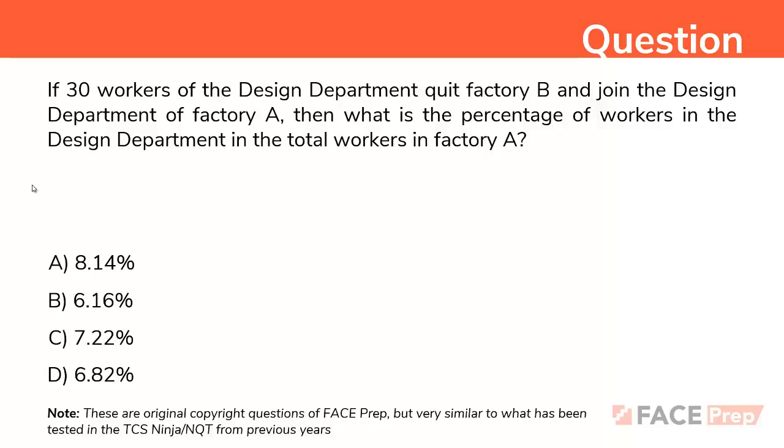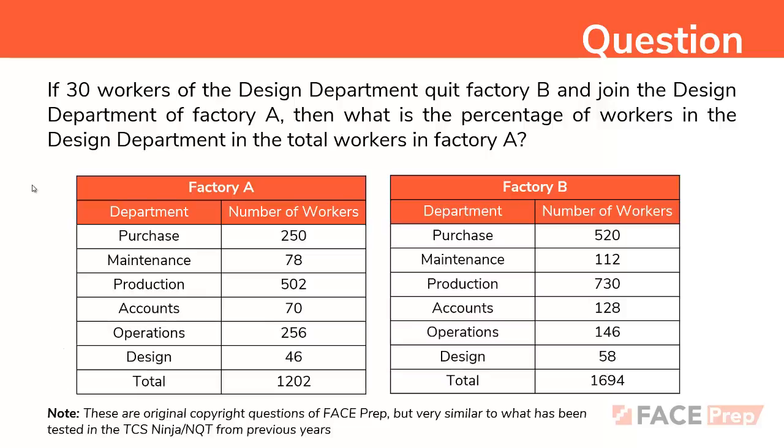So it's a pretty simple question. If you can organize your data, you can mark the fields which will be incremented or decremented once this movement or quitting happens. So let us observe that critical data. So the design department workers of factory B are leaving to factory A. So there will be the design department, both of them are critical.